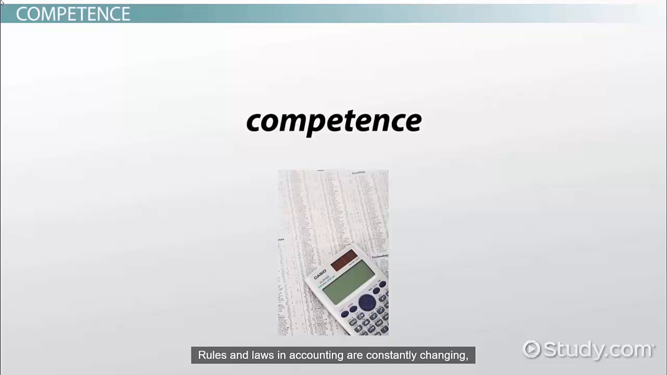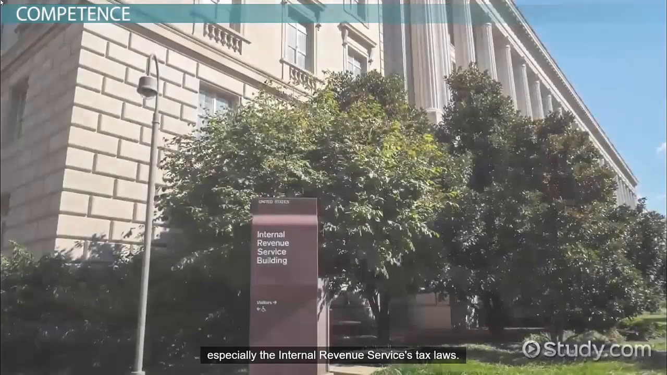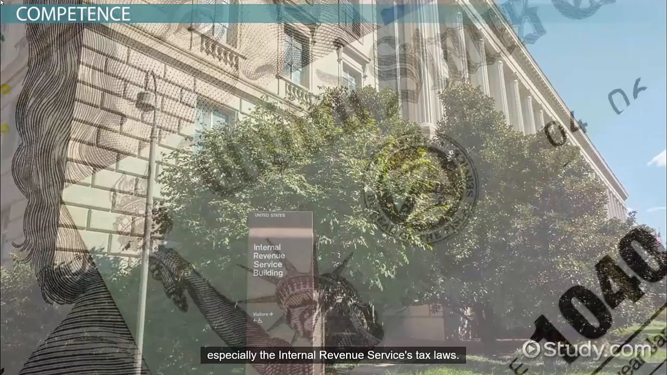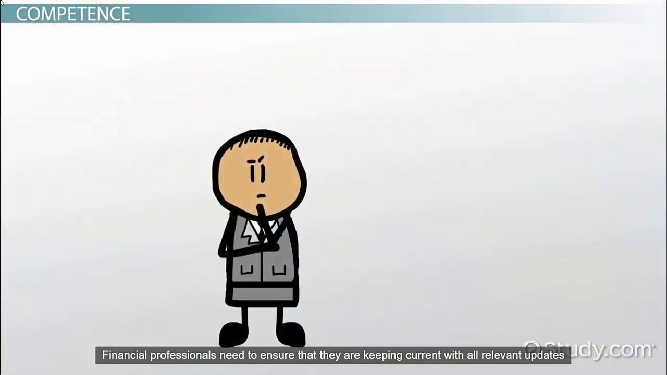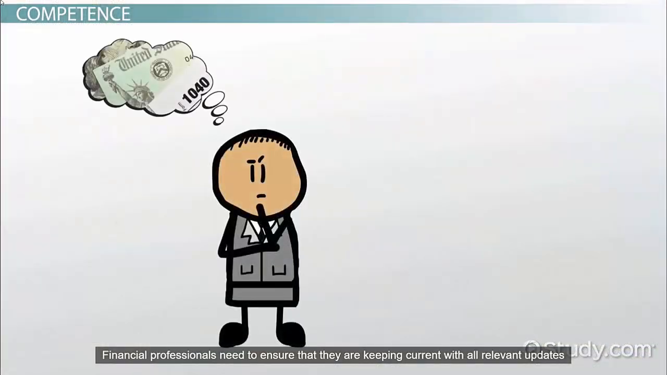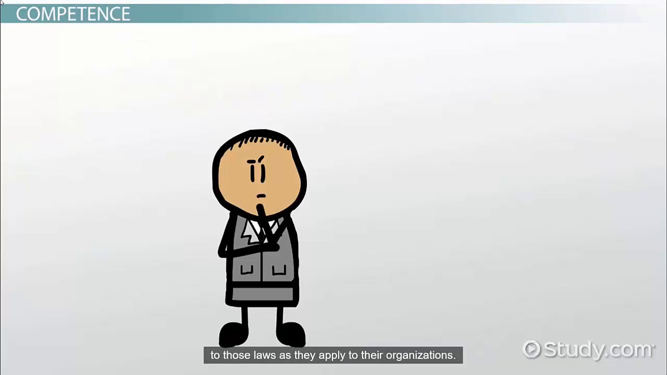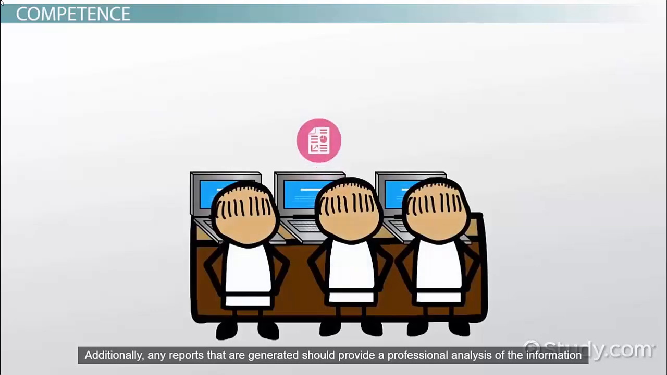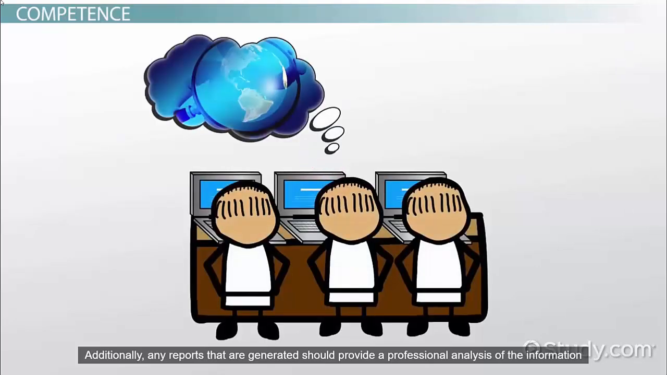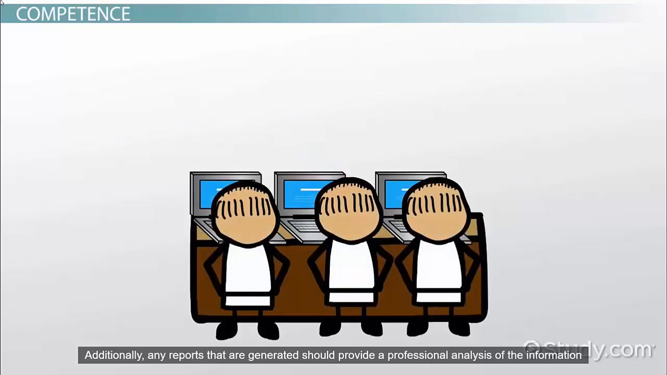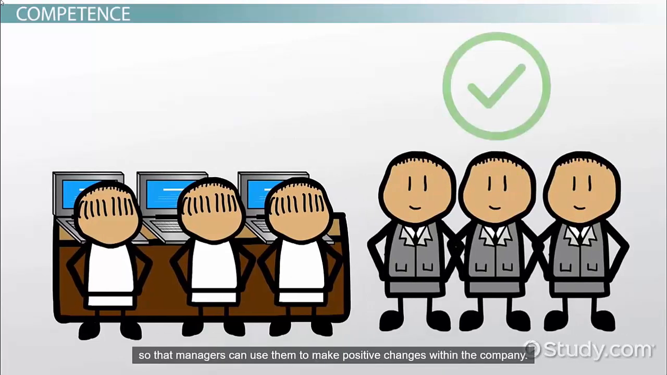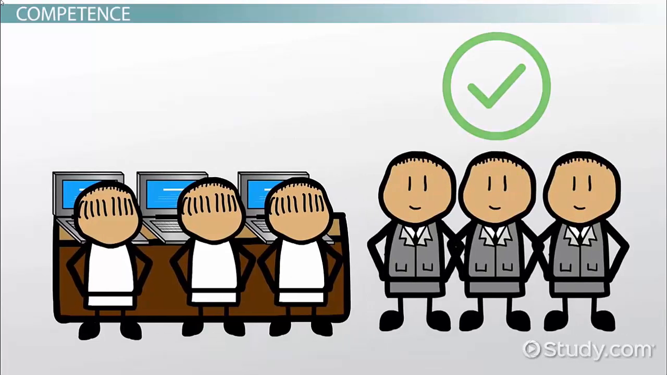Now we'll look at issues of competence. Rules and laws in accounting are constantly changing, especially the Internal Revenue Service's tax laws. Financial professionals need to ensure that they are keeping current with all relevant updates to those laws as they apply to their organizations. Additionally, any reports that are generated should provide a professional analysis of the information so that managers can use them to make positive changes within the company.